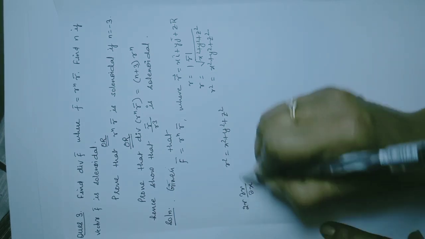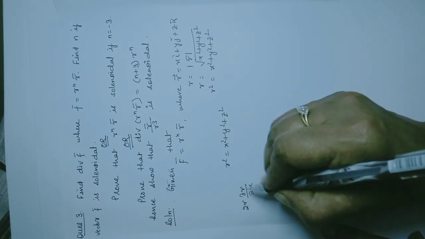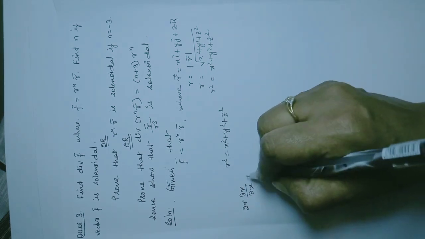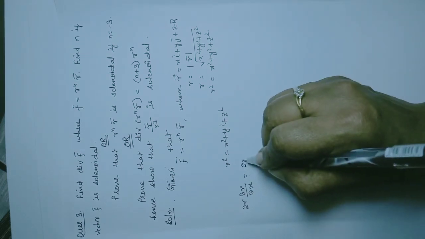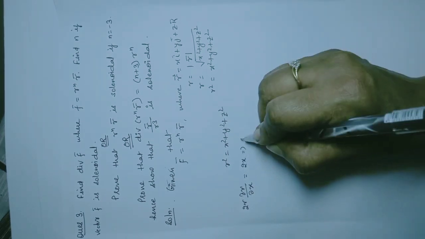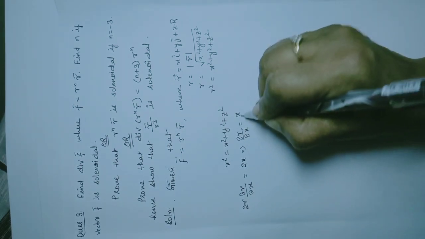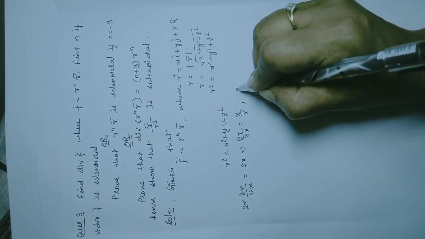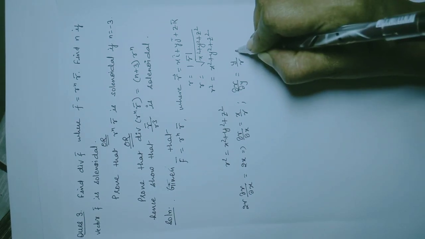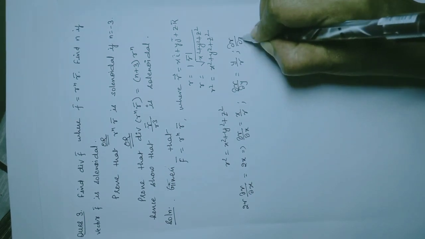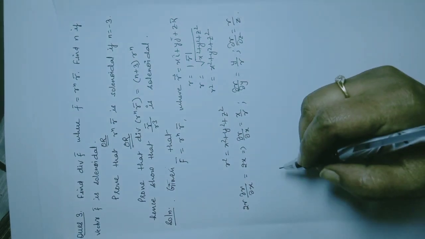2r del r by del x. Since r is a function of x, y, z, if you differentiate partially this equation, r will also get partially differentiated with respect to x. So you get 2r del r by del x equal to 2x. That means del r by del x is nothing but x by r. And similarly you will get del r by del y equal to y over r, and del r by del z equal to z over r.